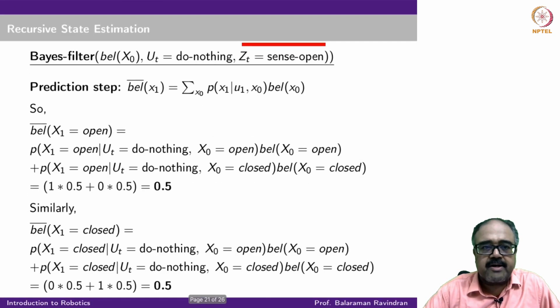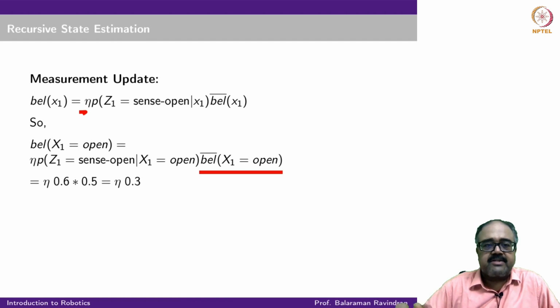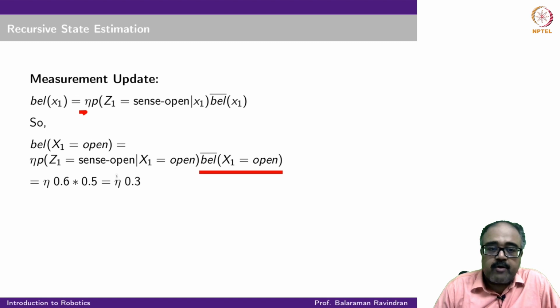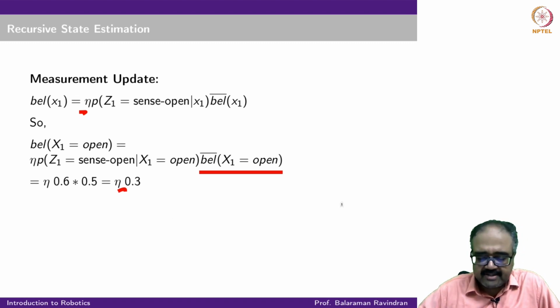So we already looked at the prediction step. Now we're going to the measurement step. So the probability that I'm going to sense it to be open, given that it is actually open, is 0.6 times 0.5. So this quantity evaluates to 0.3. I still have my normalization factor, and we'll come to that in a bit. So this is the first update.